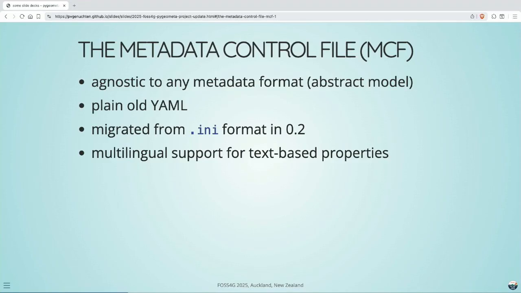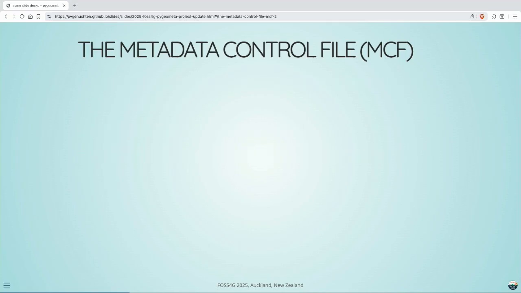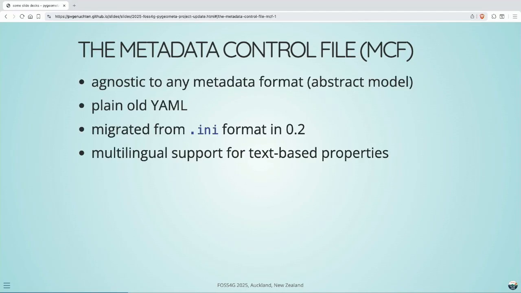We also support multilingual capabilities. So we can support one-to-many languages in a metadata control file, which is critical path, at least in Canada, where we have 2 official languages, French and English. So we're able to do the I18N stuff accordingly.